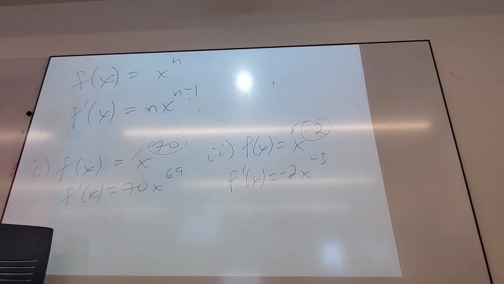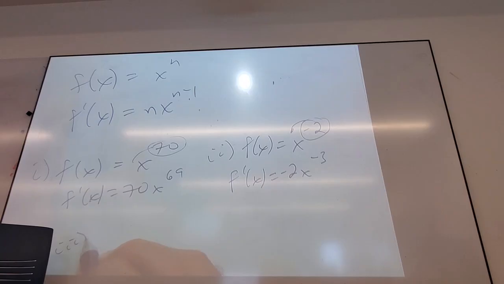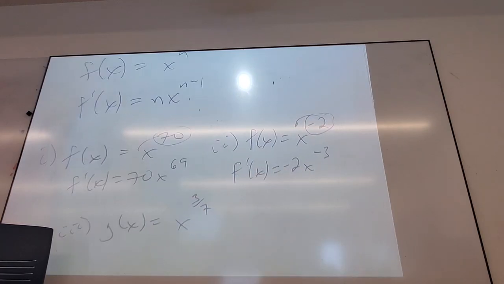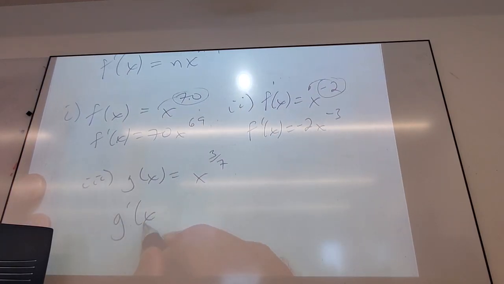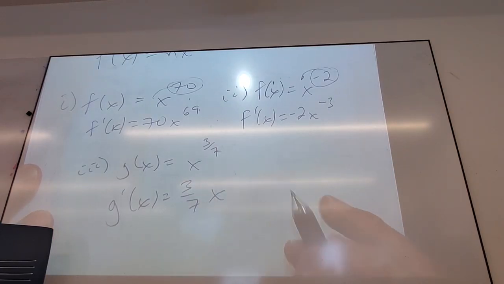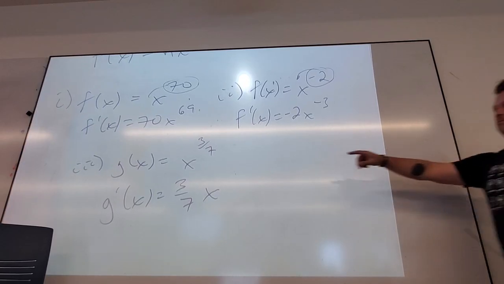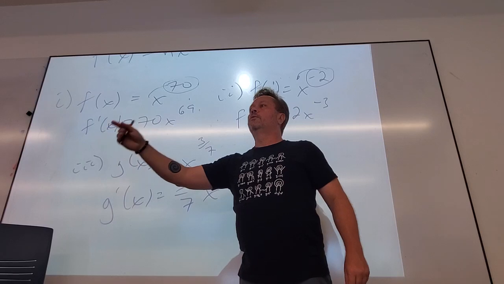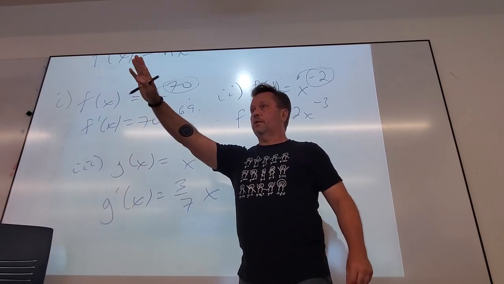So what would it be if I had g of x equals x to the 3/7 power? What would the derivative be? 3/7 x to the... almost? Negative 4/7. Yes. So real quick, what always happens to the power? You got to take 1 away. Yes.